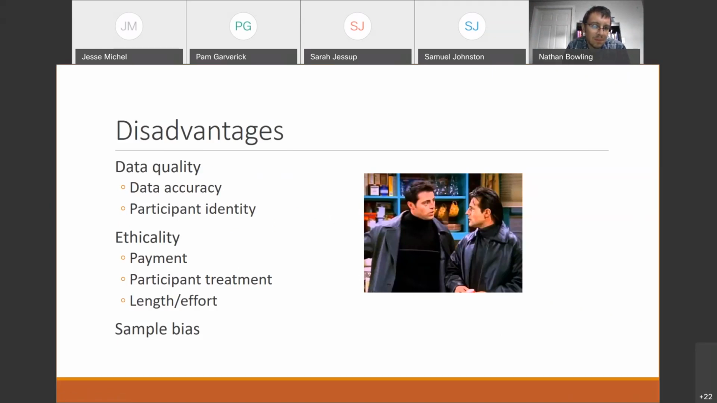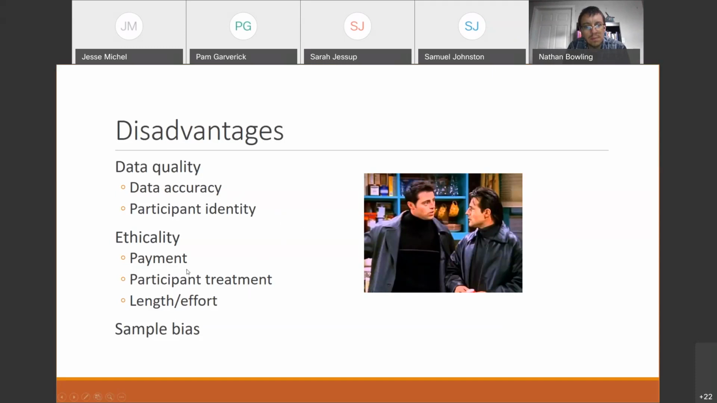I do like the reCAPTCHA to catch bots. I do the insufficient effort responding items that Nathan has a ton of papers on. I embed those in any self-report survey, and Mturk is no different. Actually, I would argue that the data quality is better than when I've collected student samples.